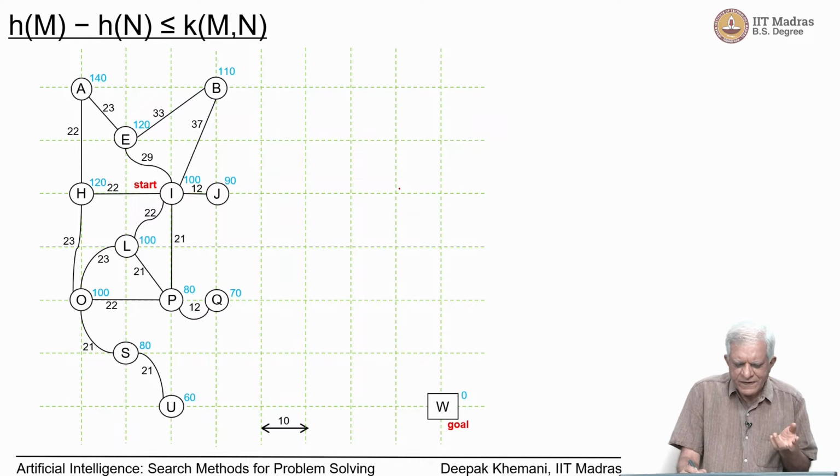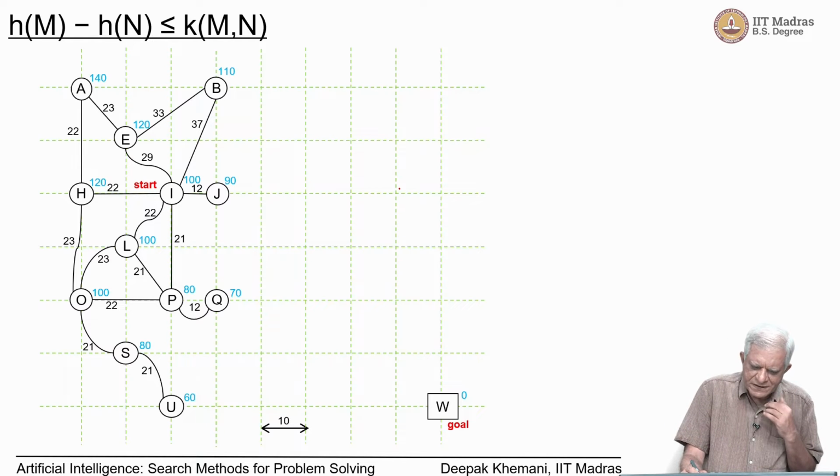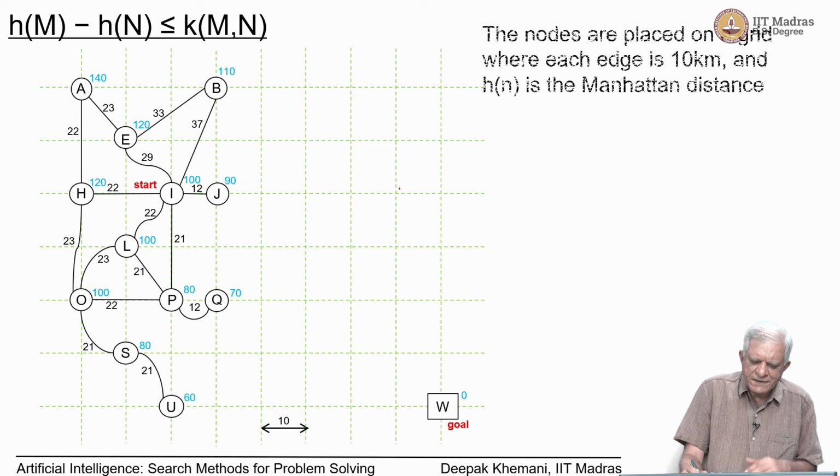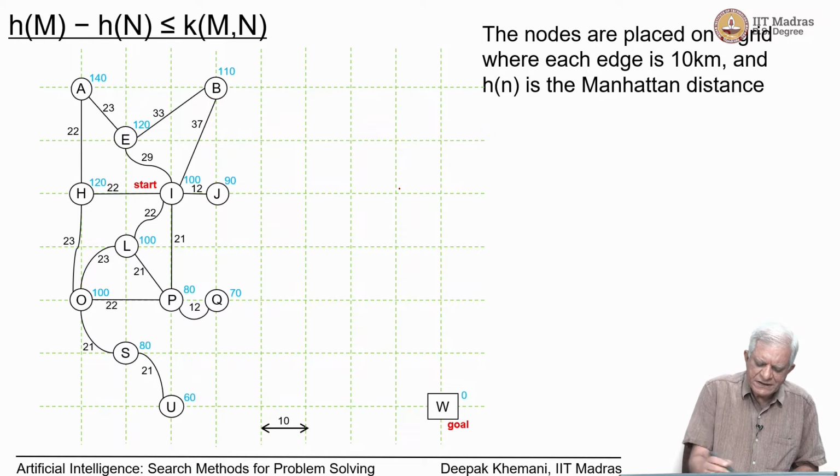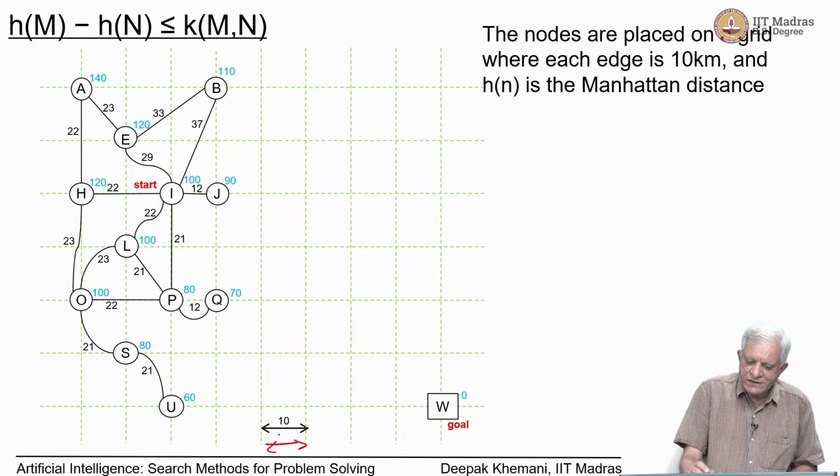So, here is the same graph that we had seen earlier, or at least a part of it, and we can see that irrespective of which two nodes we pick, in this particular example the monotone condition is indeed satisfied. So, remember that every square is 10 kilometers, and we are using the Manhattan distance essentially.